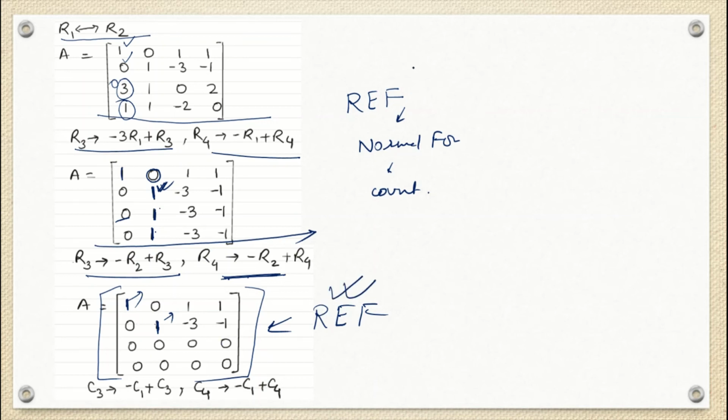My next goal is what? I am going to get the normal form by column transformation only, okay.